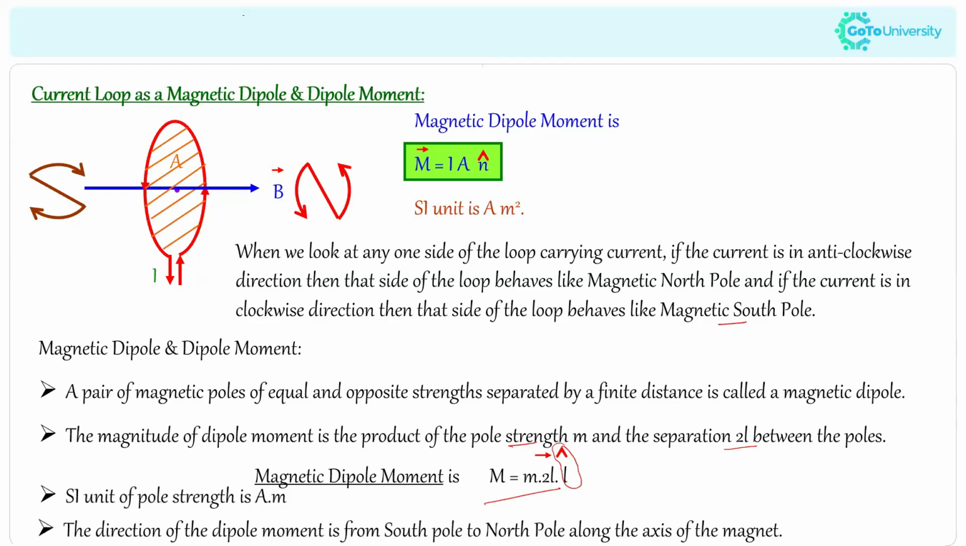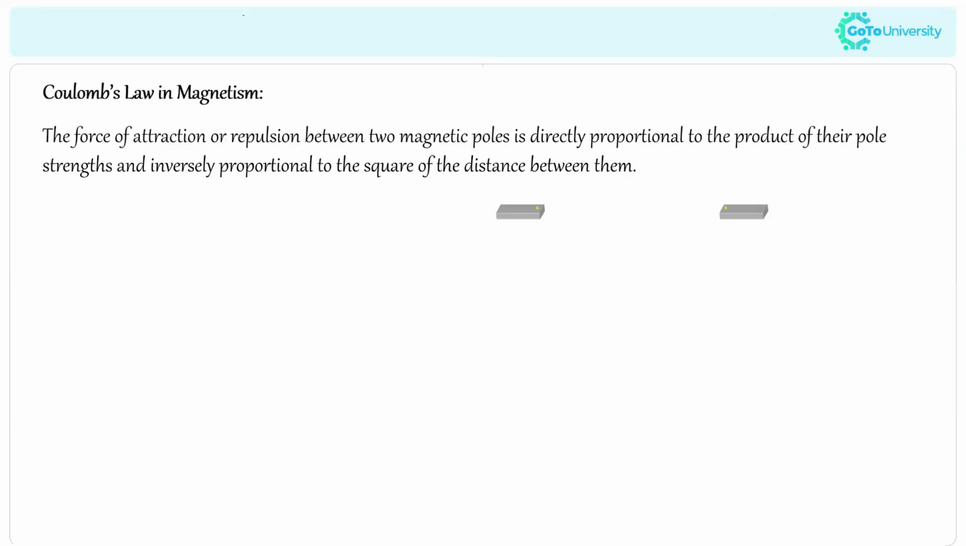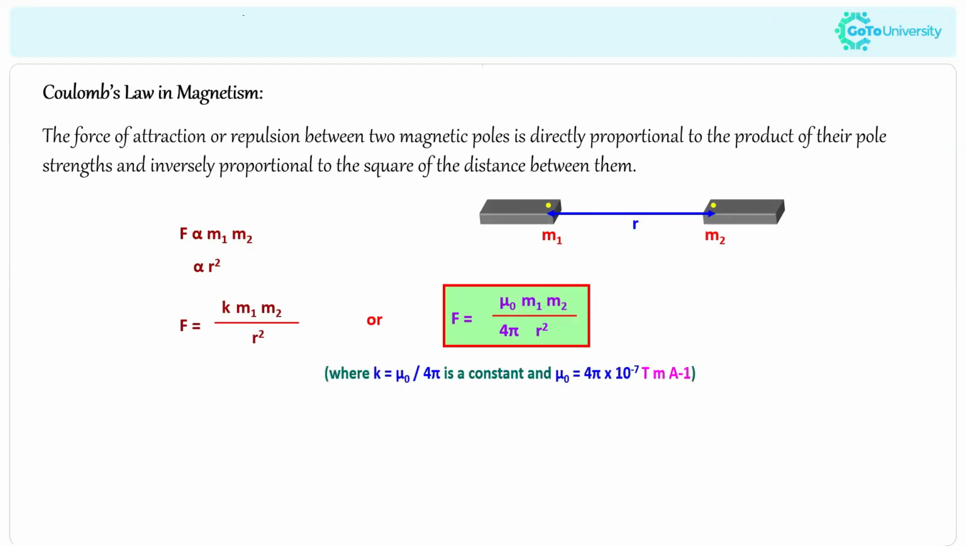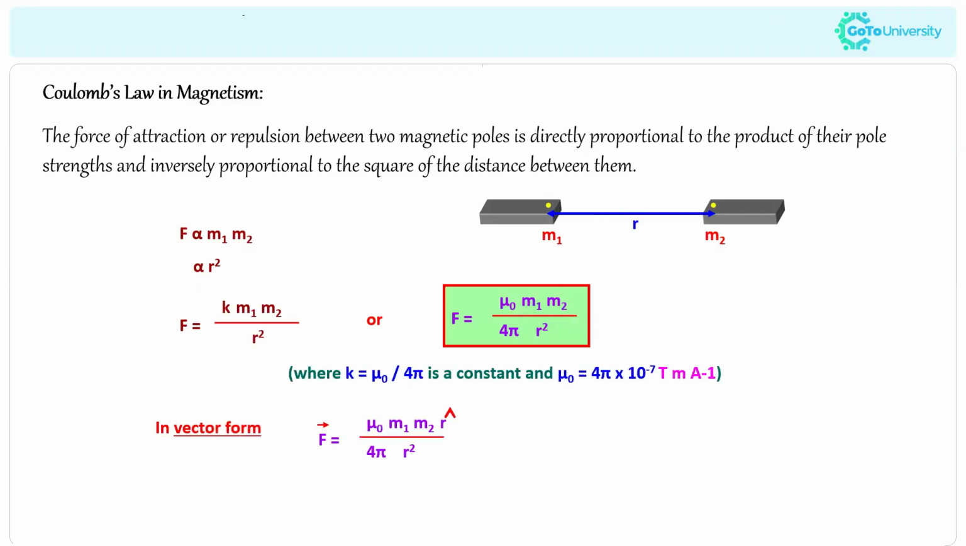And about the direction of a dipole moment, it's always from south to north pole along the axis of a magnet. Now, we are moving to Coulomb's law in magnetism. We know Coulomb's law in electricity, which states that the force is directly proportional to Q1, Q2, and inversely proportional to the value of r power 2.